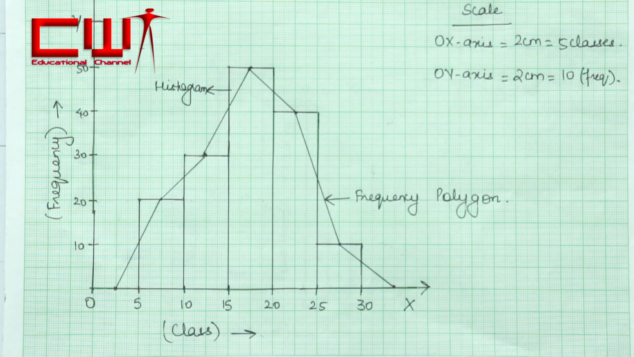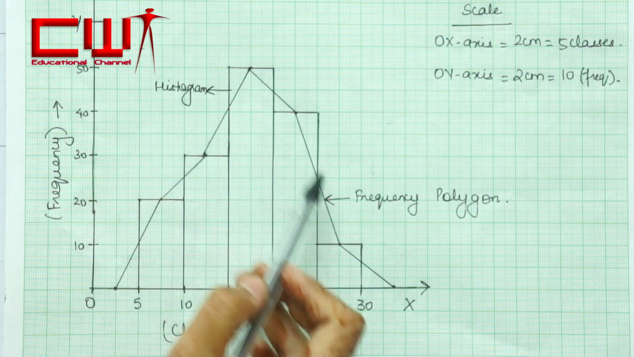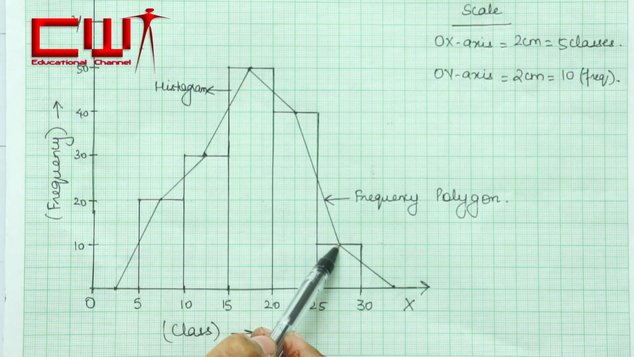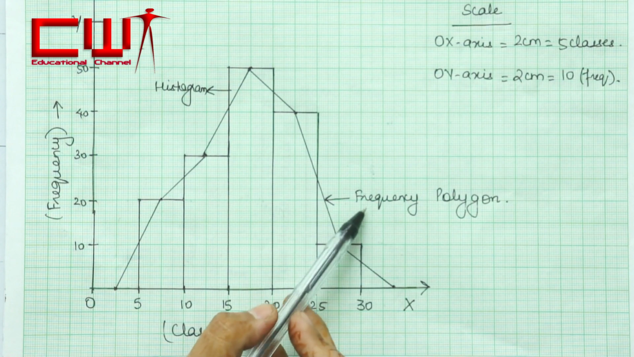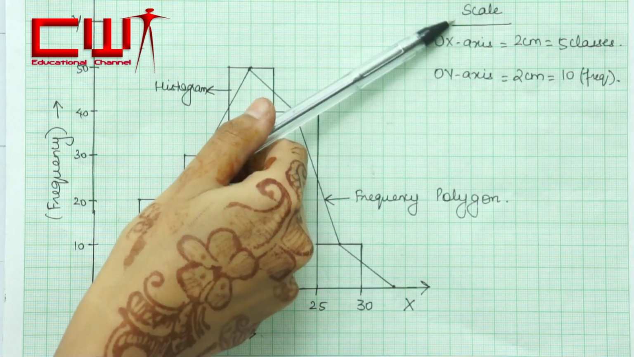So a frequency polygon is when you join the middle points or the center points of all the histogram bars with the help of a ruler. That is known as a frequency polygon. You mark or label it. These bars are known as the histogram, and what you have made by joining the midpoints is known as a frequency polygon. Don't forget to write the scale.